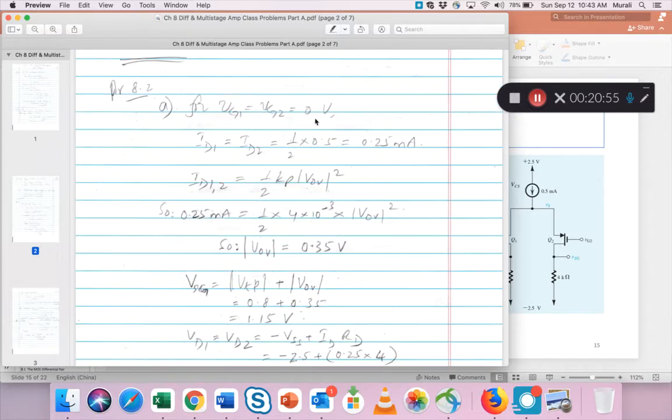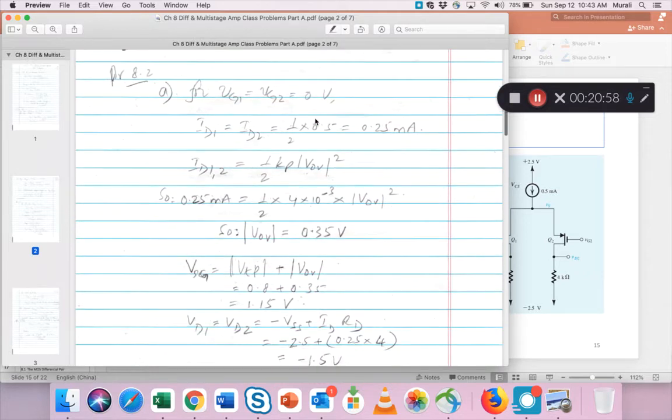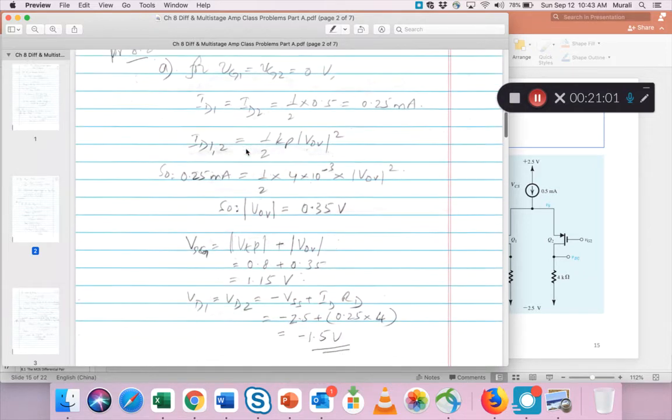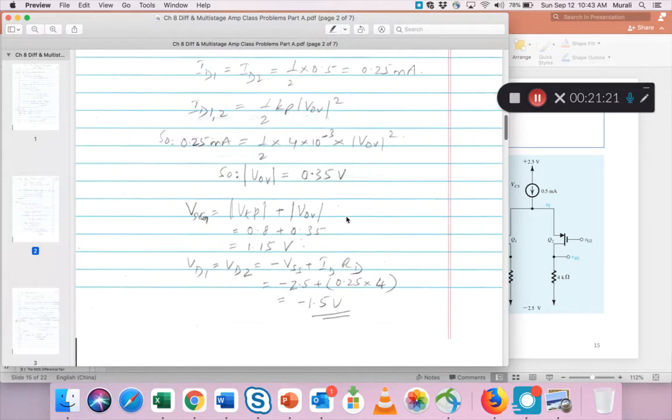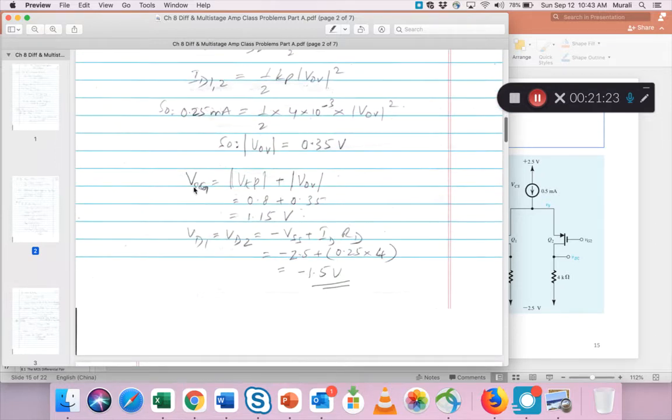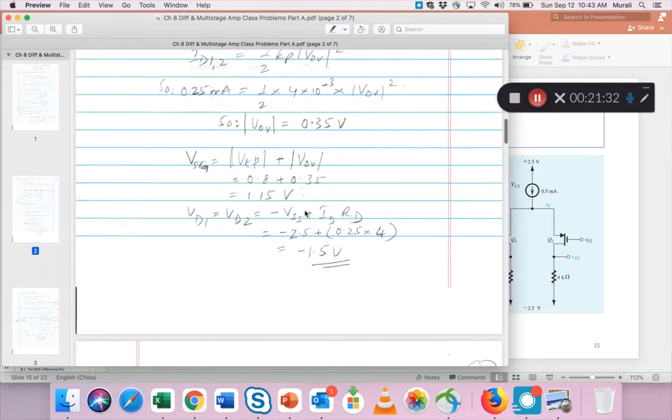So VG1, VG2 is 0, common mode input voltage is 0. So ID1 equals ID2, which is half of the biasing current 0.5. So you get 0.25 milliamps in each of the two devices. Now this formula also is true for ID. So from here we can find overdrive voltage to be 0.35. Now we need the source to gate voltage. So using this formula, that's 1.15.